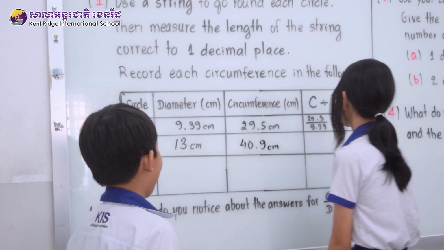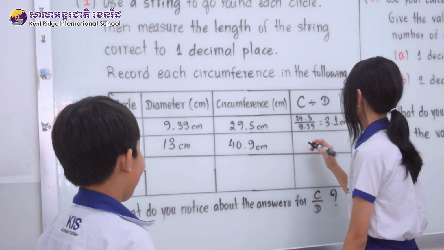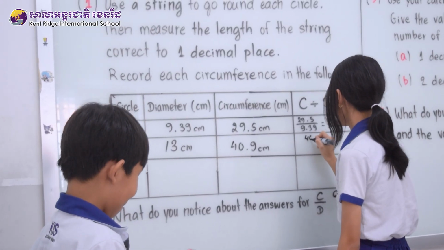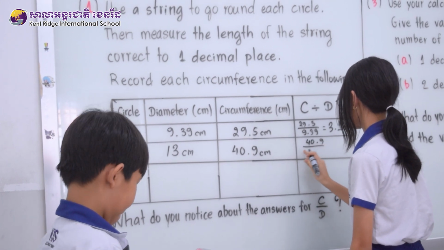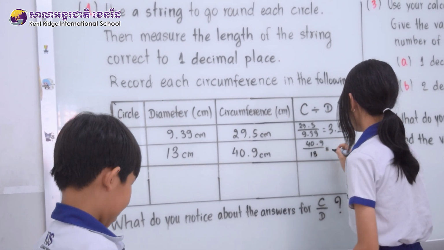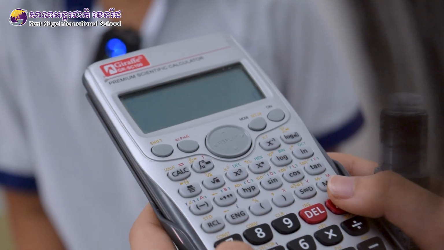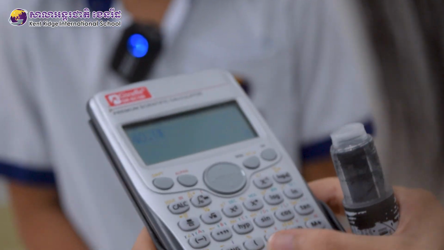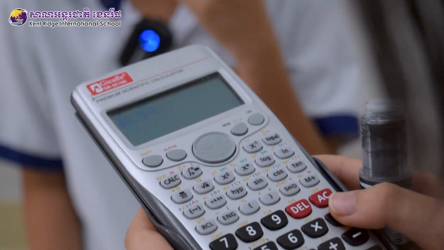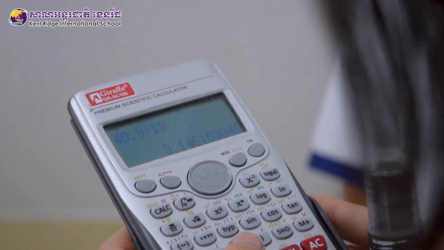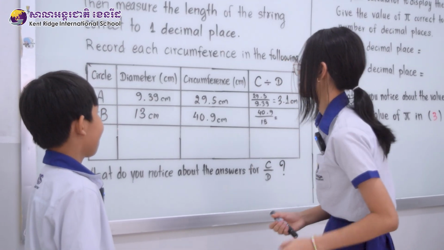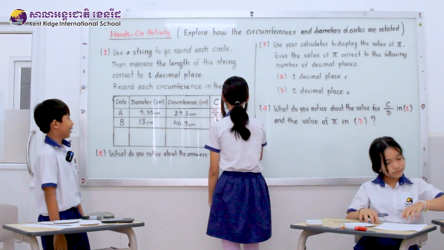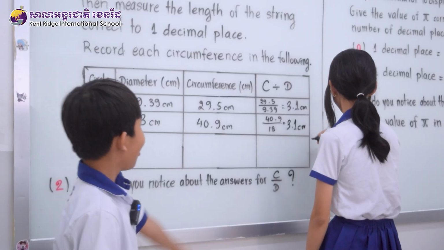Now to find its ratio of the circumference to its diameter, we're going to take 40.9 over 13. And using a calculator, we're going to take 40.9 divided by its diameter, which is 13, and get the answer 3.14. But again, it told us to only correct to the first decimal place, 3.1 centimeter.